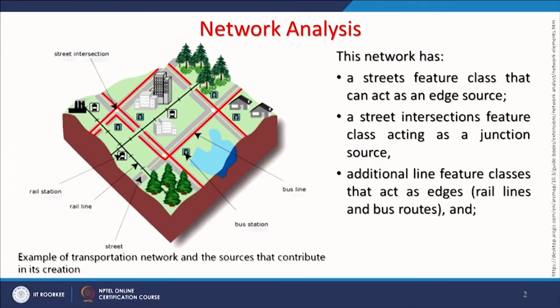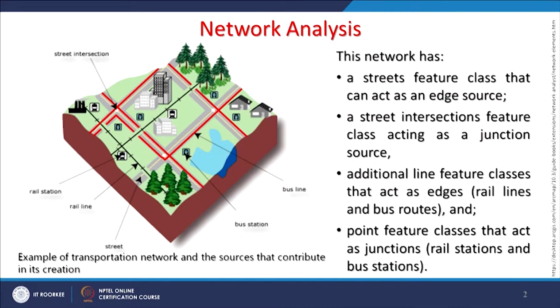If I take the example of a street, that feature class can act as an edge source. That is one of the elements of a network. Then a street intersection feature class acts as a junction source, the second element of the network. And the third, an additional line feature class such as rail acts as edges, and the point feature classes that act as junctions are the rail station or bus station.